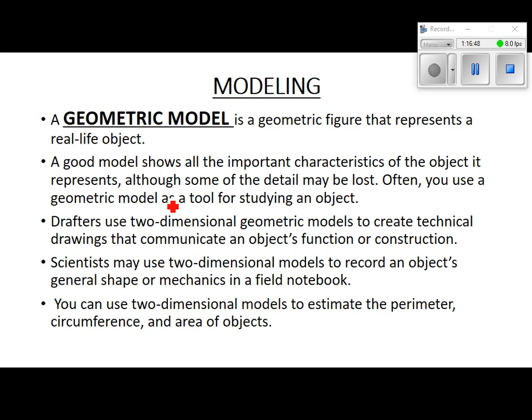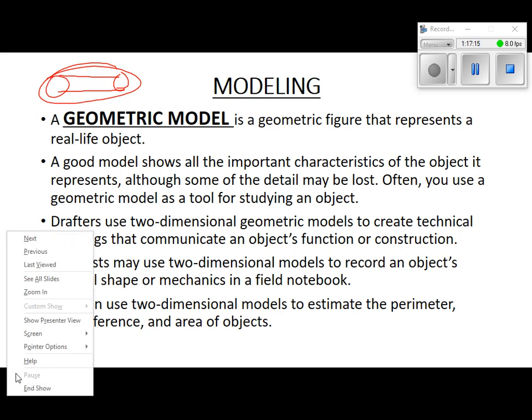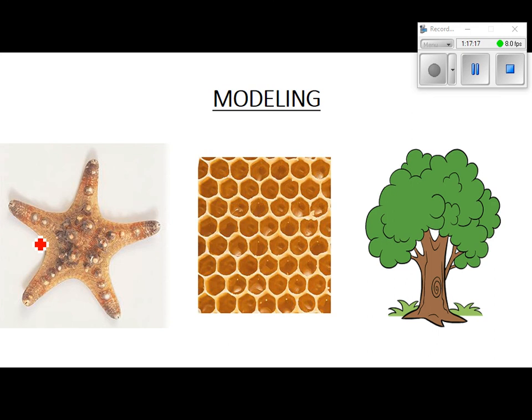So, things like, scientists might use for something like a shark, they might use a cylinder to sort of represent the body of a shark, just to get a general idea. You can use two-dimensional models to estimate the perimeter, circumference, and area of objects. We'll talk more about that as the year goes along.